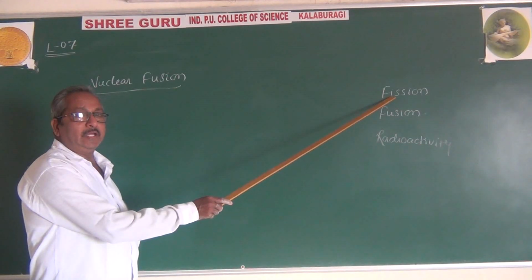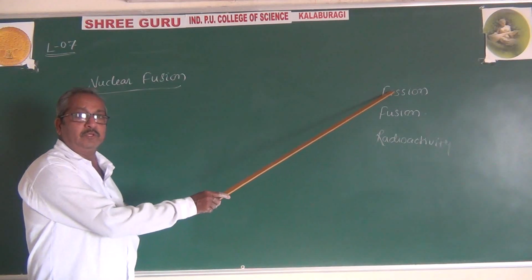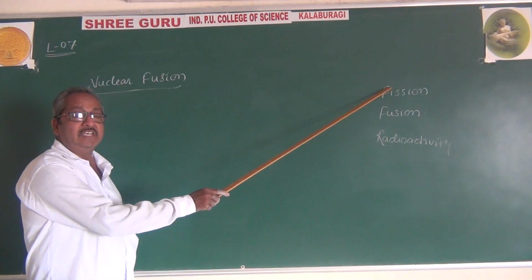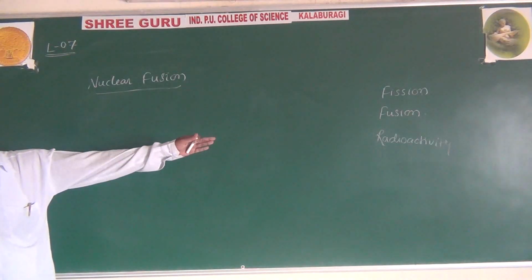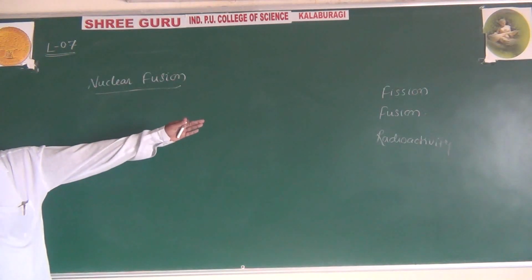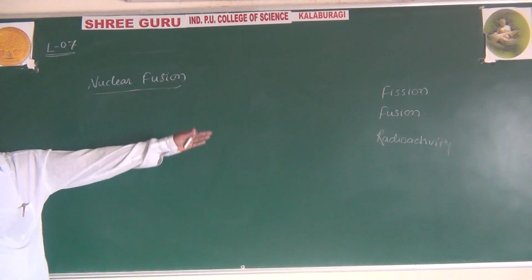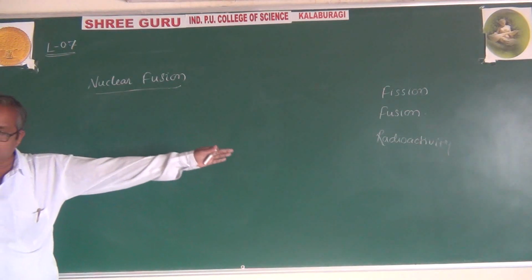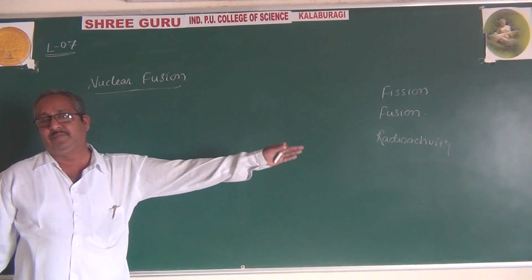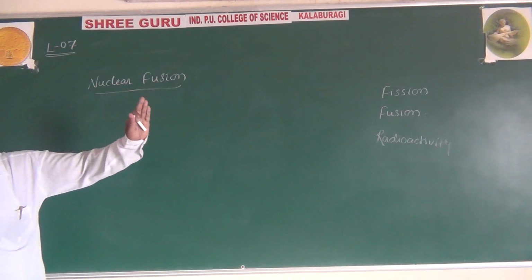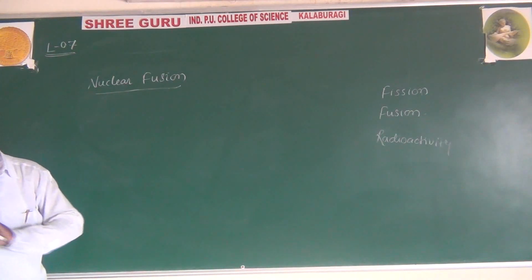Nuclear fission you already studied. The heavy nuclei splits into two lighter nuclei of comparable masses with 2 to 3 neutrons released, plus an enormous amount of energy. That energy can be calculated by finding the mass defect between the reactants and the products, which gives positive energy, hence it is called an exothermic reaction. Nuclear fission reaction is exothermic because it gives out energy.